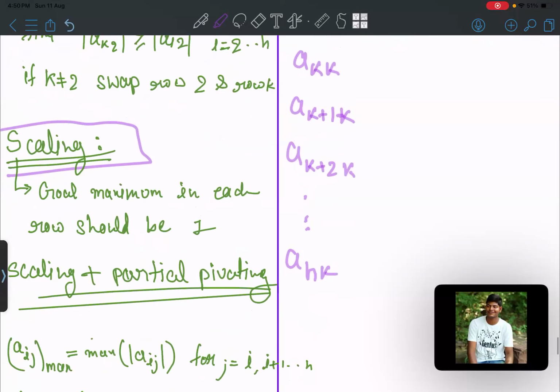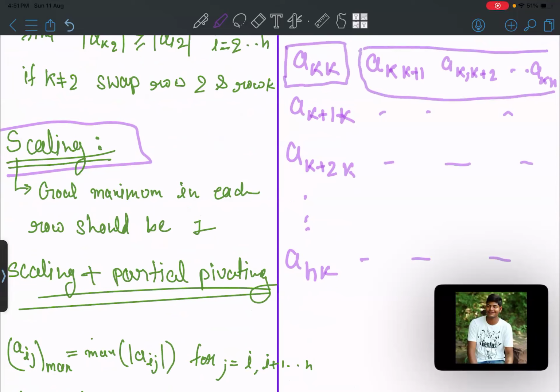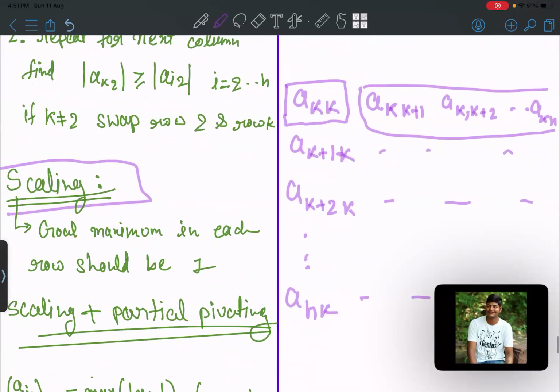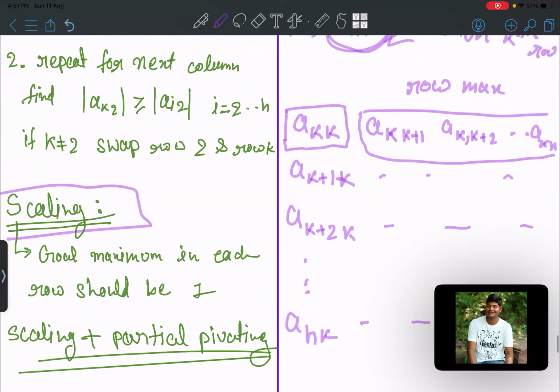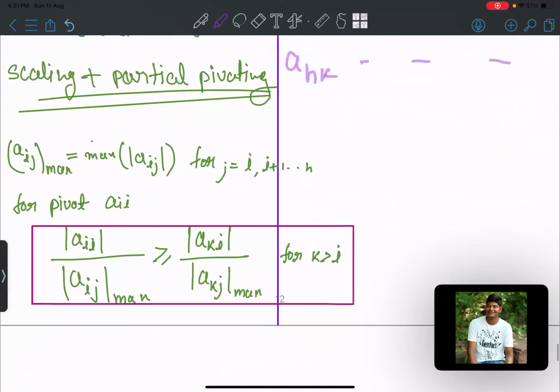Here we have some elements a_k plus 1, a_k comma k plus 2, up to a_kn. Similarly, here we have some elements in each row. Suppose this is my pivot element. First we find the maximum value in this row. Then we divide this pivot element by the row maximum value. So that will give me what?